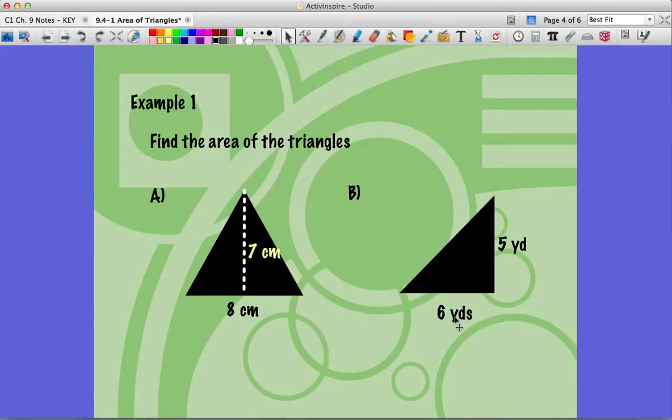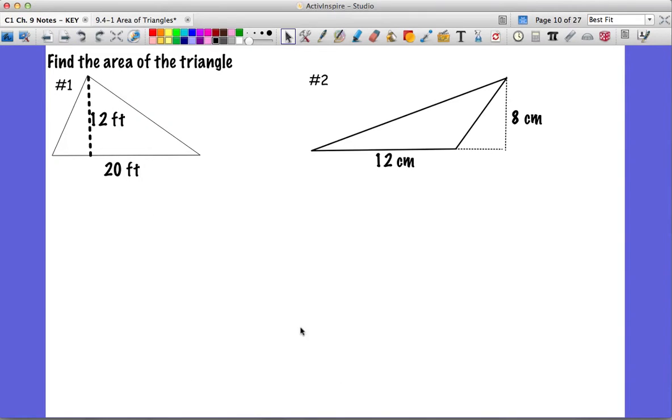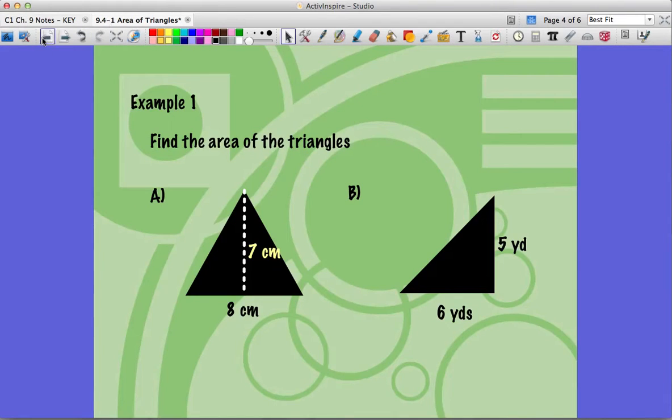All right, so we have these two examples. For part B, what I would like you to do in your notes, you have this extra space down here. I'm going to give you a chance to try part B and then go over your answer with me. And then numbers 1 and 2, you're going to do on your own and post your answers to Edmodo.